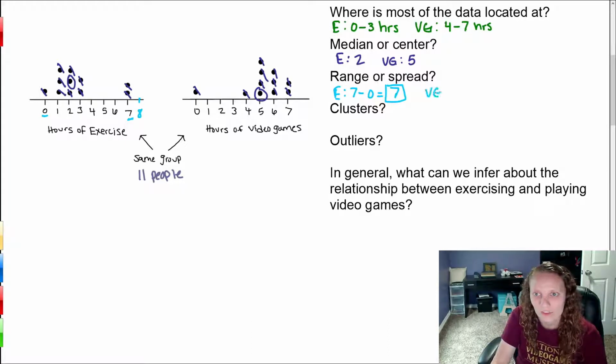And then for video games, the lowest with a dot is 0 and the highest with a dot is 7. So again, 7 minus 0. So they do have the same range.